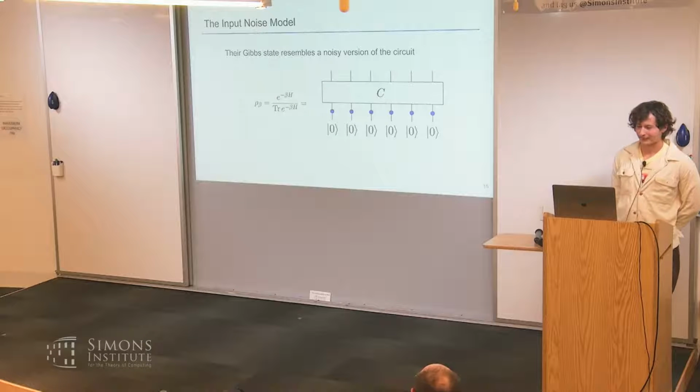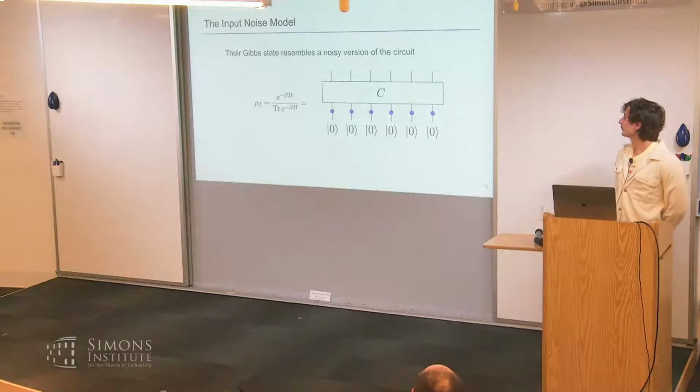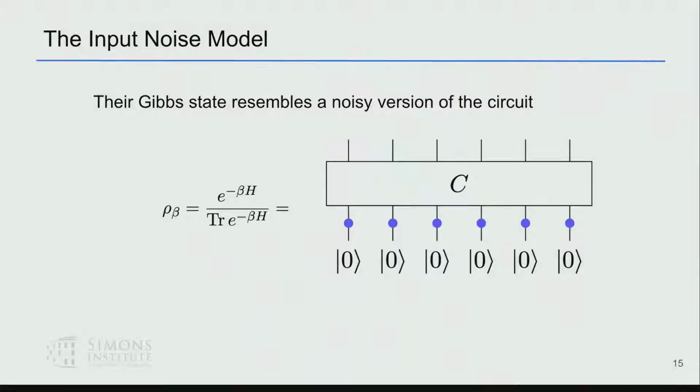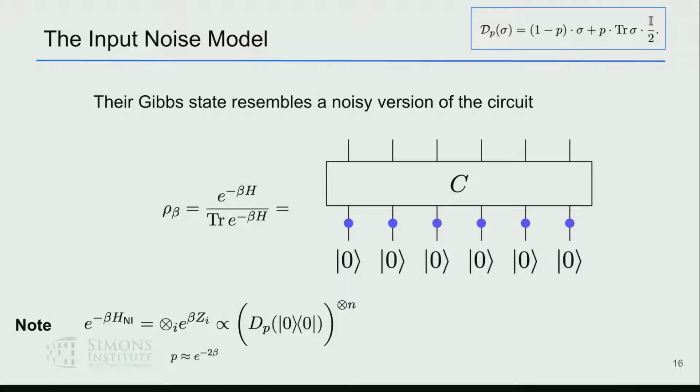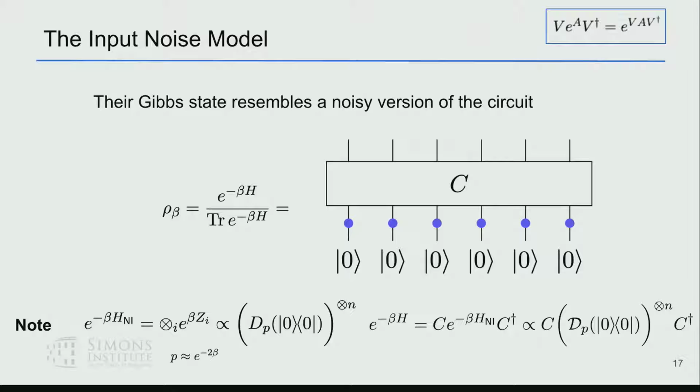Apologies. Great. So the Gibbs state resembles a noisy version of the circuit under input noise. And to see this, it's actually a quite illustrative two-line calculation where we begin by writing out the Gibbs state of the non-interacting Hamiltonian as a tensor product state, and in particular, a classical tensor product state. So it looks like the output of the depolarizing channel, which I placed in the top right-hand corner. And then it really just suffices to conjugate both sides by the circuit using the convenient identity again in the top right-hand corner.